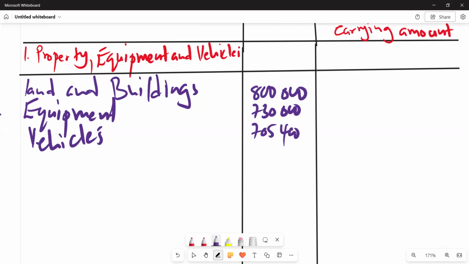These are all the fixed assets that we have. We add them all to get the total, which is supposed to come here to represent our property, equipment, and vehicles, which is 1,931,720. So this is our total. This is the note that we have for property, plant, and equipment. Then we are going to the next note, which is of stock.